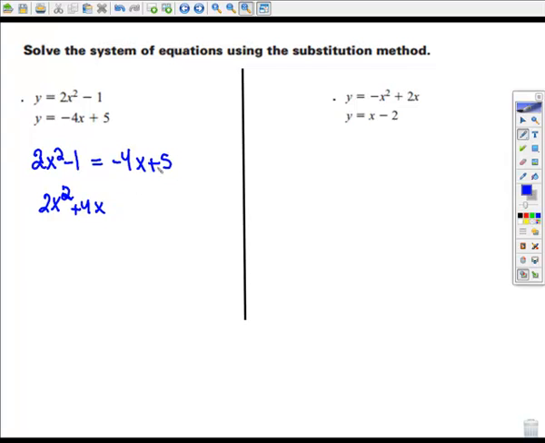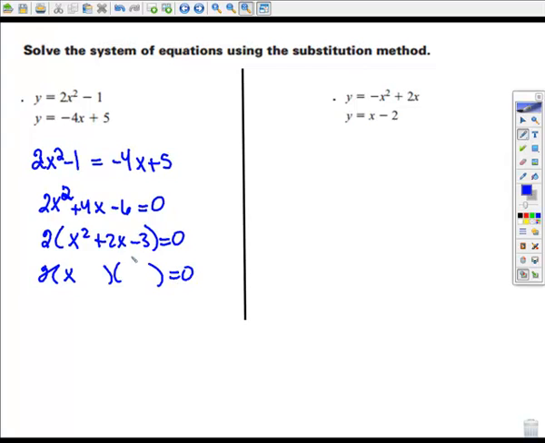So if I subtract 5 over here, it's going to give me a -6 equals 0. I'm going to go ahead and factor out a 2. That leaves me with x squared plus 2x minus 3 equals 0. This actually does factor. To get a -3 and a +2, I need a +3 and a -1. That gives me a product of -3 and a sum of 2. Now I set each of these factors equal to 0. So my x is going to equal -3, and my x is going to equal 1.